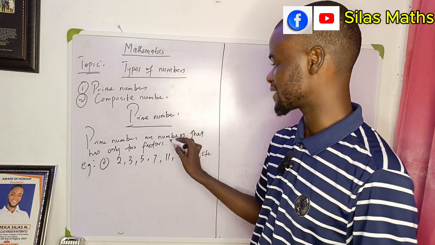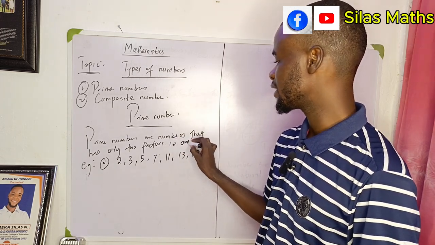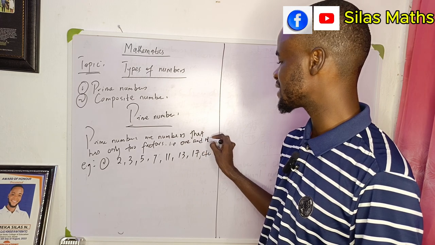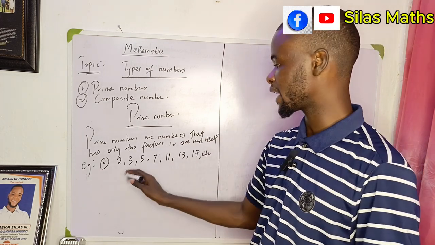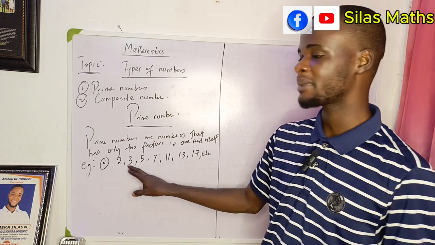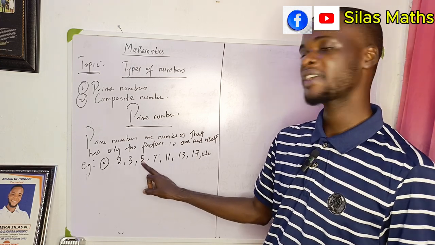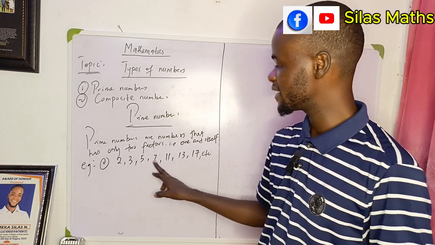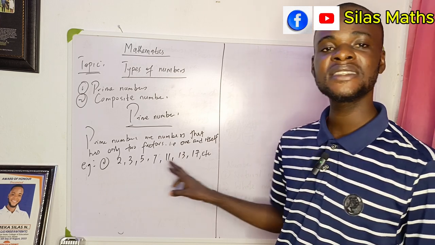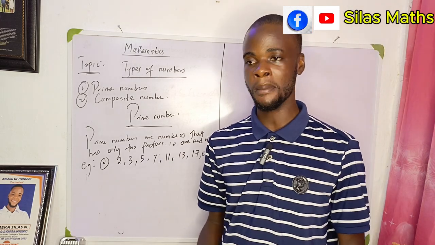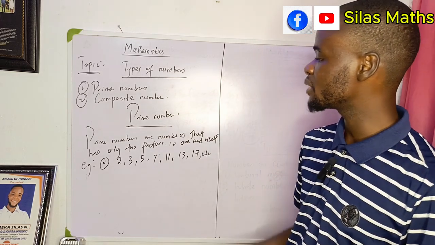Yes, let's not forget that. That is 1 and itself. So 2 has only two factors, 1 and itself. 3 can be divided by only 1 and itself. 5 can be divided by only 1 and itself. 7 can be divided by only 1 and itself, and so on and so forth. All these set of numbers are called prime numbers.